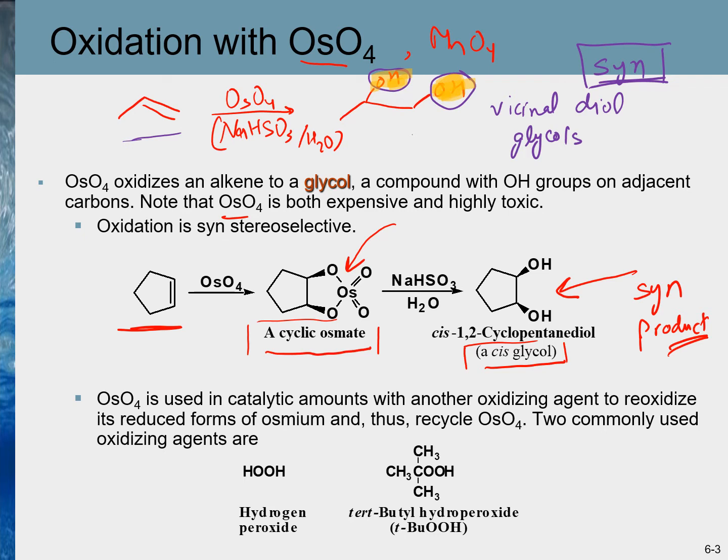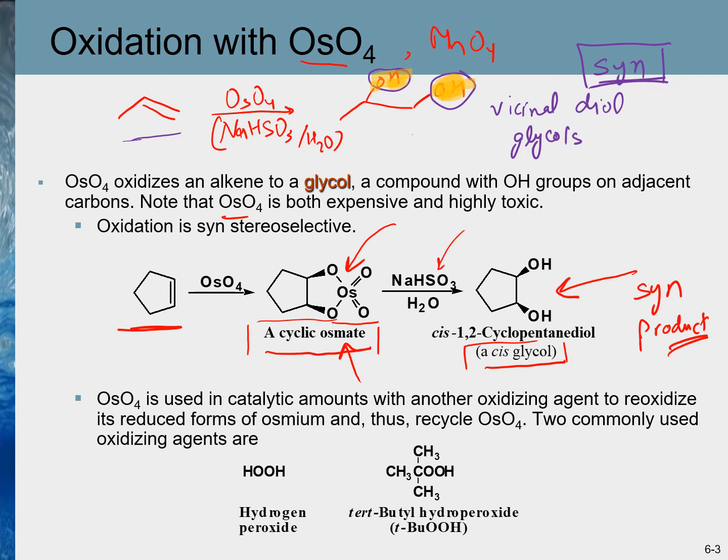Cyclic osmate intermediates are relatively stable intermediates, and they can be isolated and analyzed. And usually the cyclic osmate intermediate is treated with sodium hydrogen sulfide in presence of water to cleave the 5-membered ring structure into a glycol.